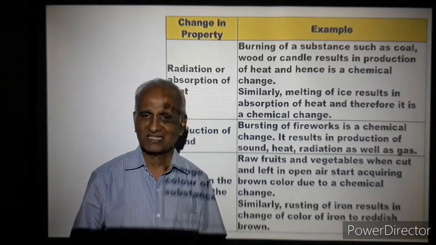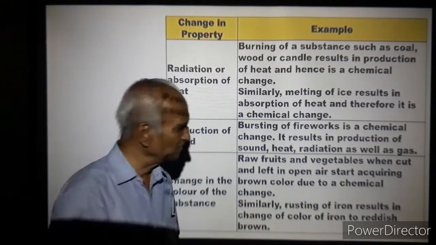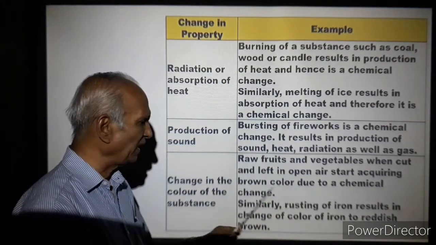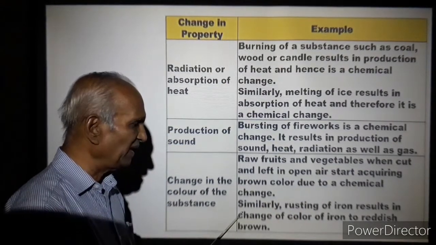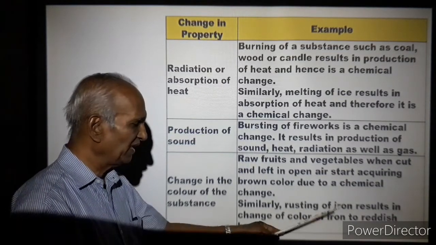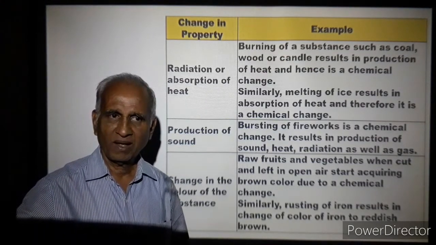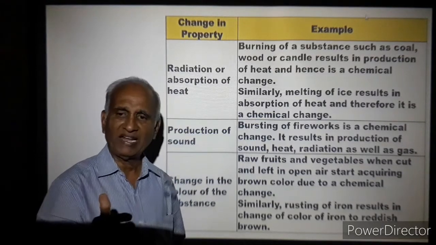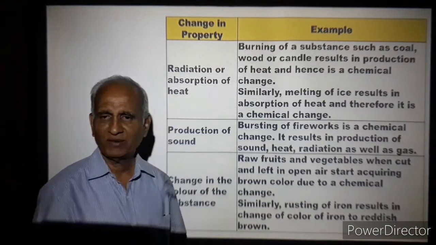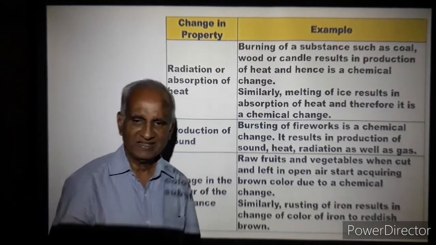You get astonished as to what makes the color of the apple undergo a change. So raw fruits and vegetables, when cut and left in open air, start acquiring brown color due to a chemical change. Similarly, rusting of iron results in change of color of iron to reddish brown. Rods undergoing rusting will definitely have a change of color. Reddish brown color will be there. The shine of the original iron rod won't be there. So it's a chemical change.